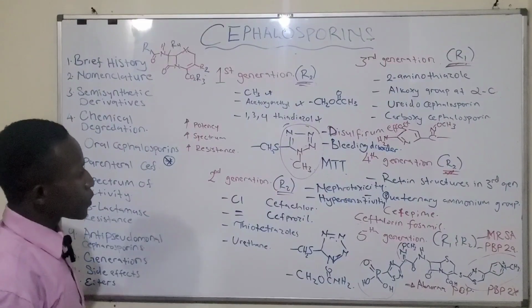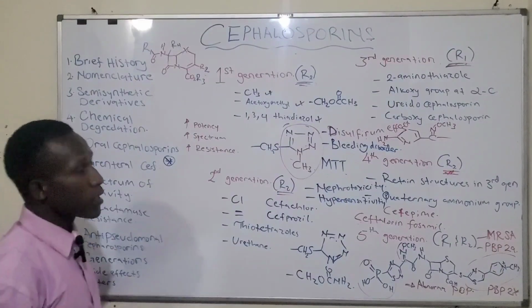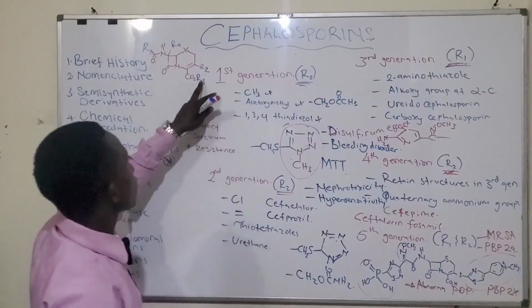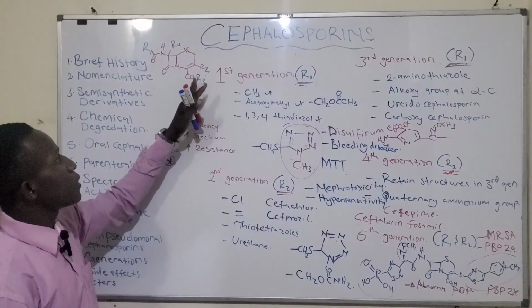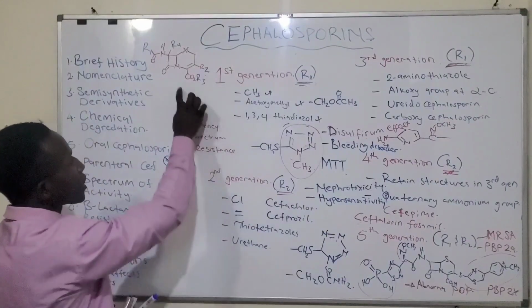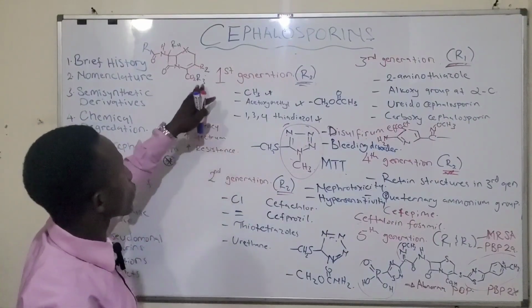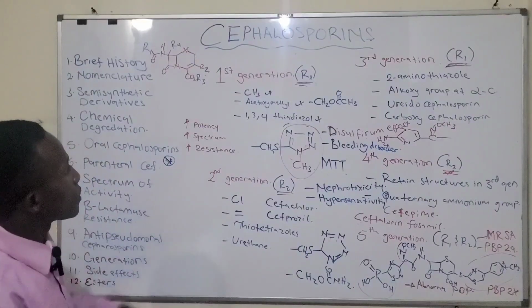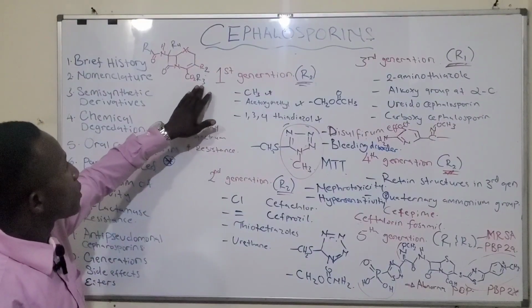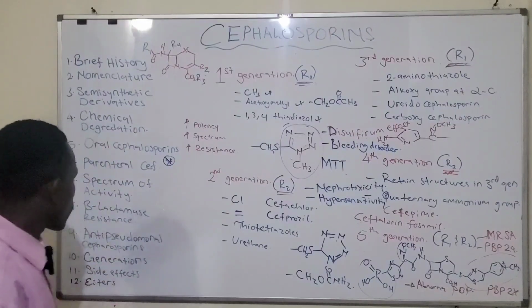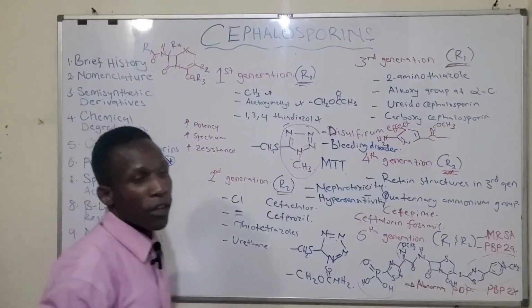Then the esters, we talked about the esters, that esters increase the oral availability of the drug. If here we substitute this hydrogen with an alkyl group or another group to form an ester, meaning that we are increasing the oral availability. For example, in cefuroxime axetil, we saw it. It's one of the esters.